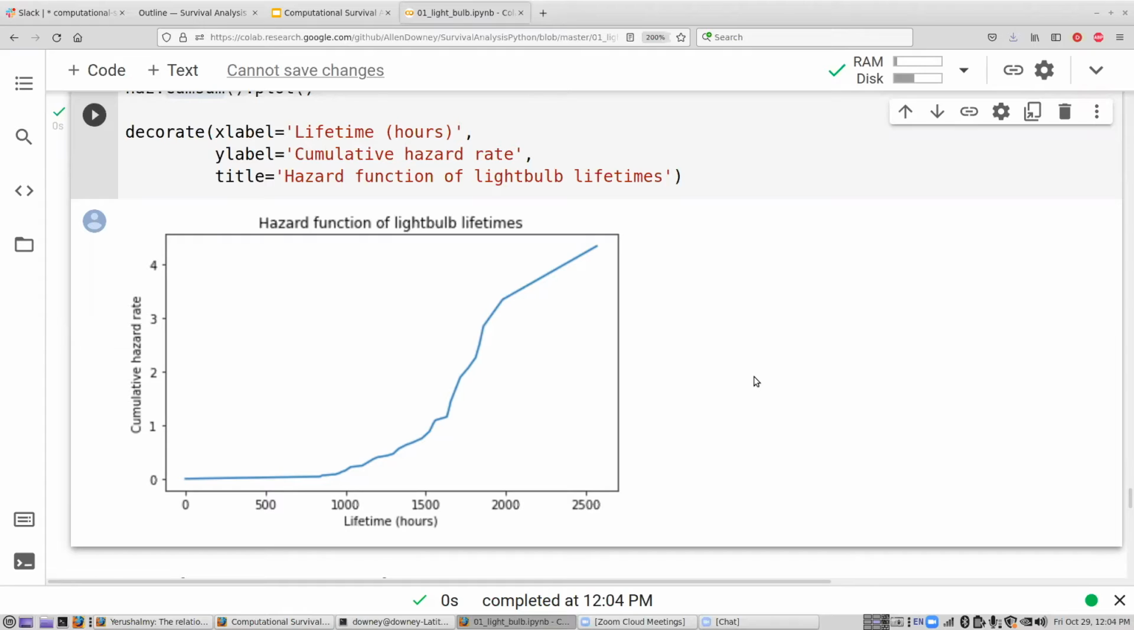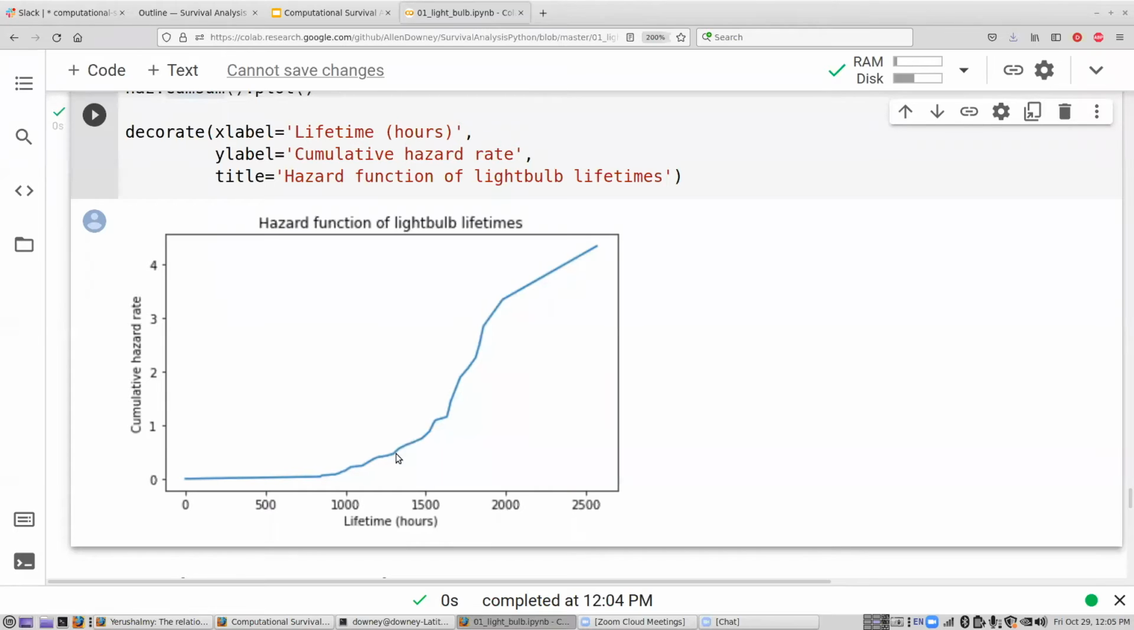However, we can tell from looking at this curve where it's steep and where it's shallow. Because when it's steep, that means that a lot of light bulbs were dying in that range. That means that the hazard function is high. And where the slope here is low, that means that the hazard function is low.